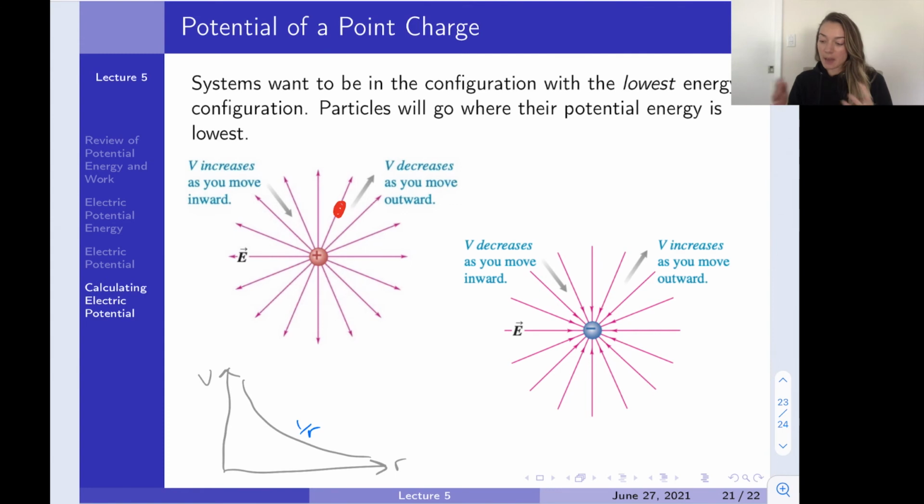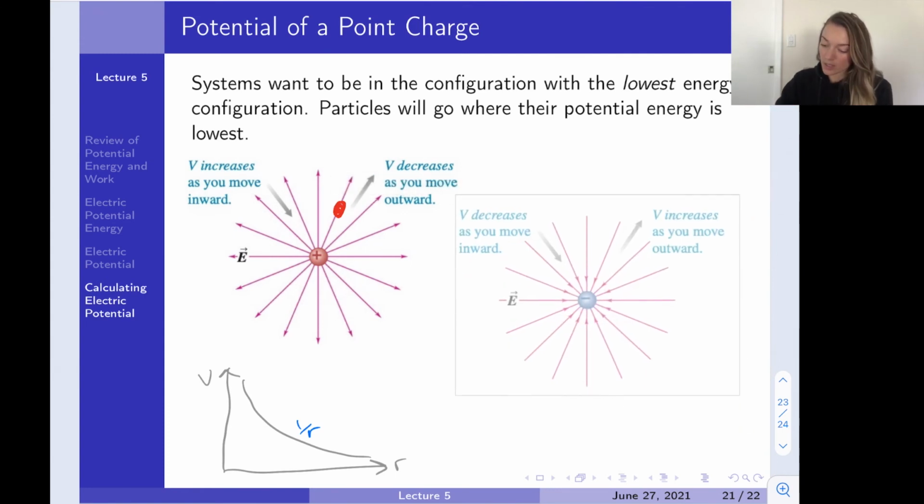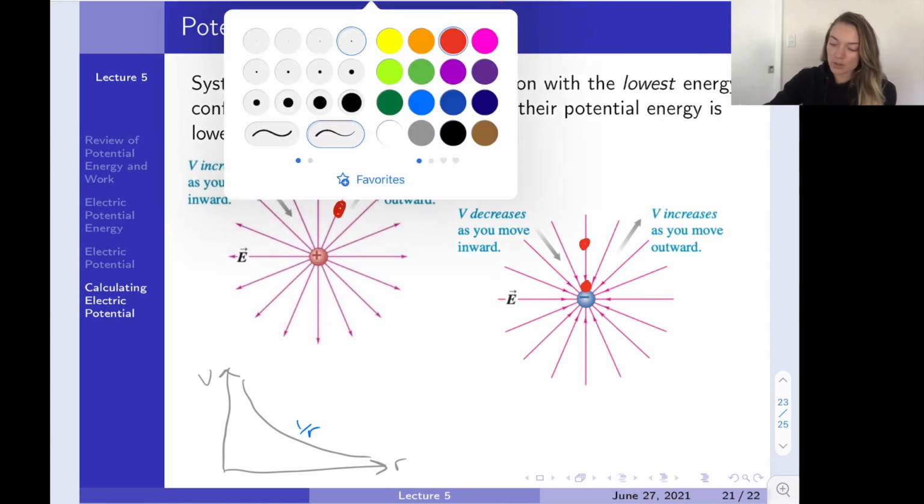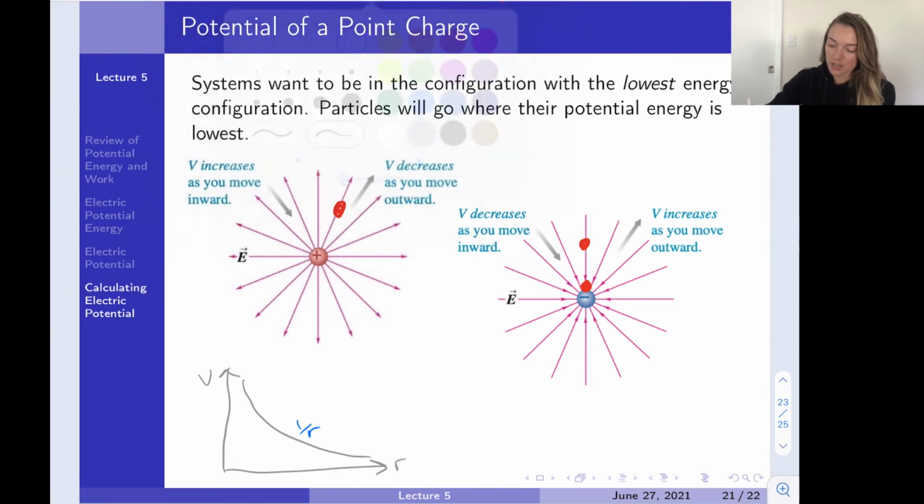Now the opposite is true when we have a negative point charge. The electric field points inward, and that means the potential decreases as we move towards a negative charge and increases as we move away from it. Because if we put a positive test charge in this location, it would want to get as close to that negative charge as possible. It would want to go to its lowest energy configuration, which would be very, very close to this negative charge. They're attracted to each other. So the potential for a negative charge looks like this.